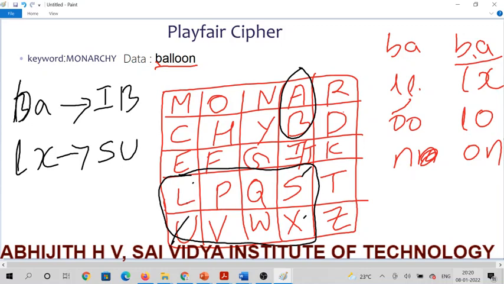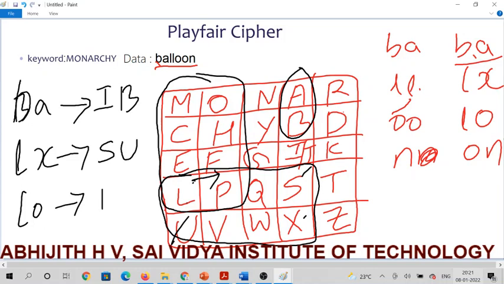Next, for LO, if you consider LO, this will be the rectangle. For the first character L, I need to consider row wise. For L, in this way, we have P. For O, the next character, row wise, it is M.